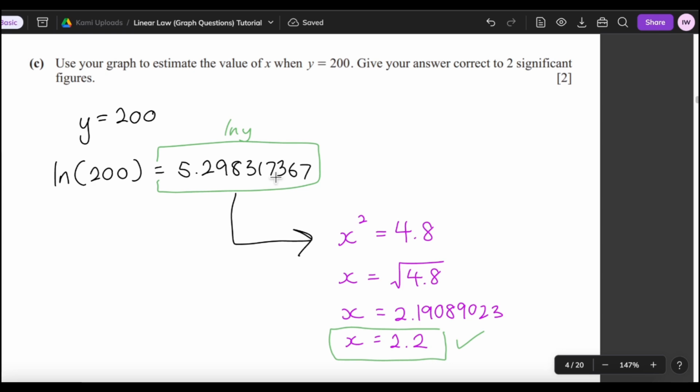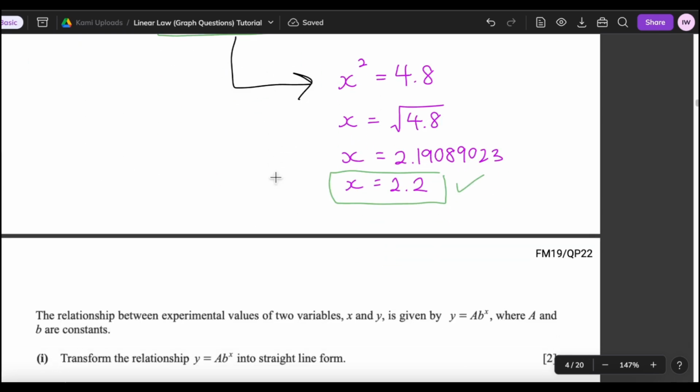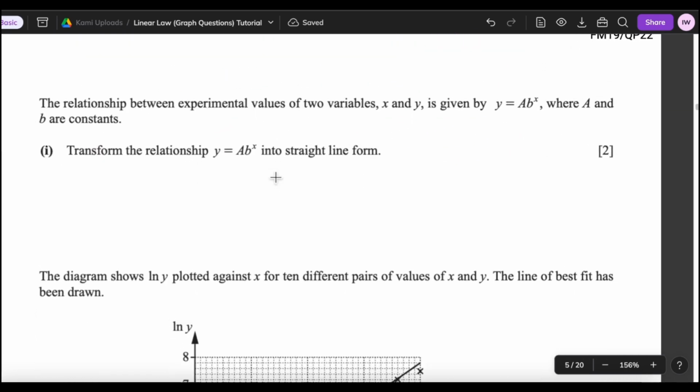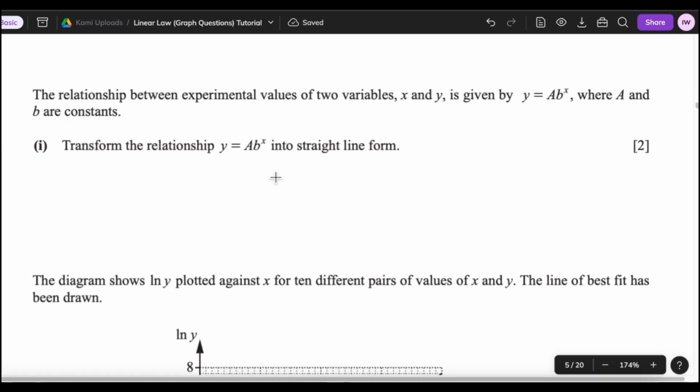Let's move on to the final question for today. The relationship between experimental values, excuse me, of 2 variables x and y is given by y equals ab power x, where a and b are constants. Number one, transform the relationship y equals ab power x into straight line form.